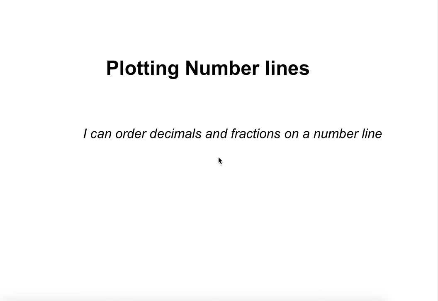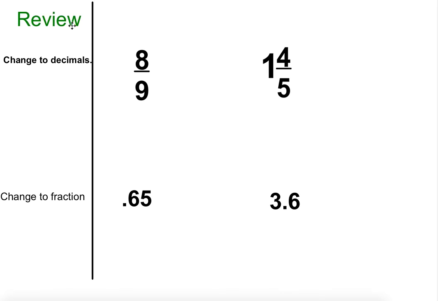Plotting number lines. I can order decimals and fractions on a number line. So let's review. We need to remember how to change to a decimal. How do we change these fractions to a decimal? One way to do it is to try to get the bottom to 10, 100, or 1,000.